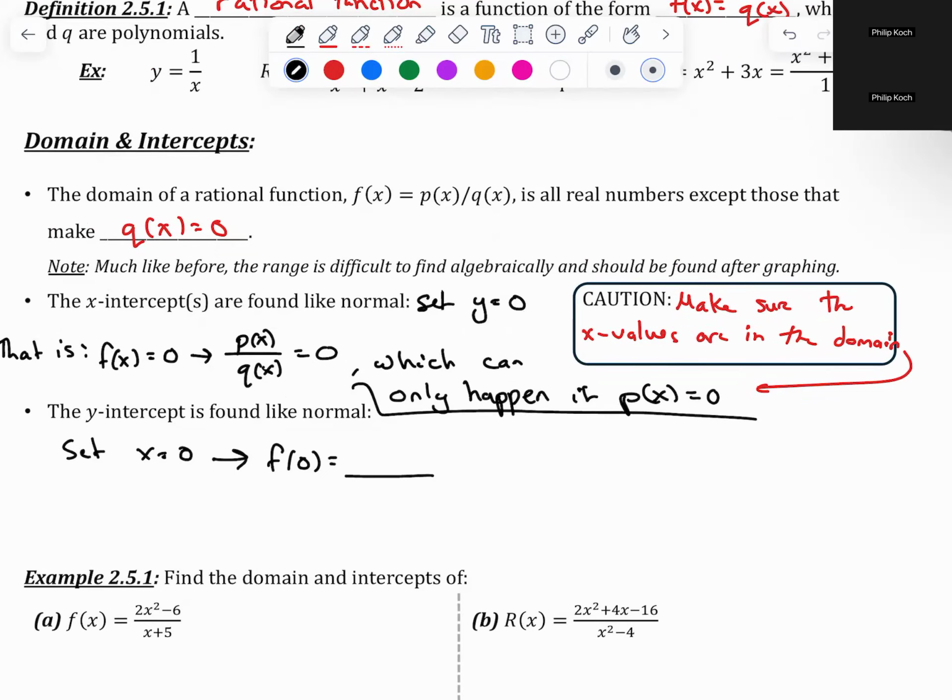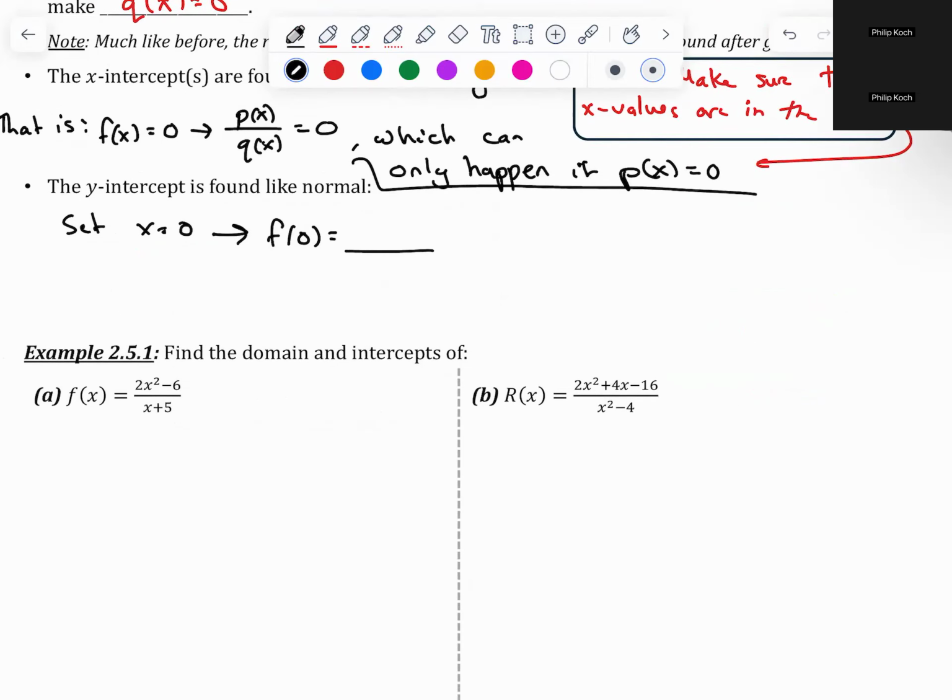Okay. Let's see it in action. Let's do the first example. f(x) = (2x² − 6)/(x + 5). So, for the domain, we need x + 5 to not equal 0, which means that x cannot equal −5.